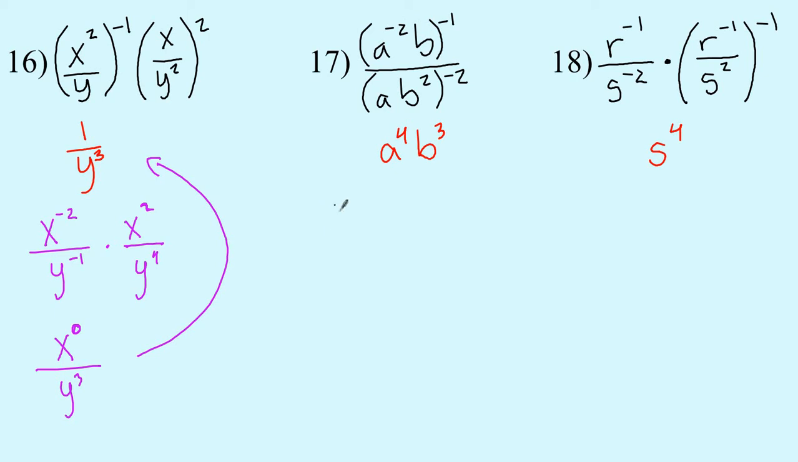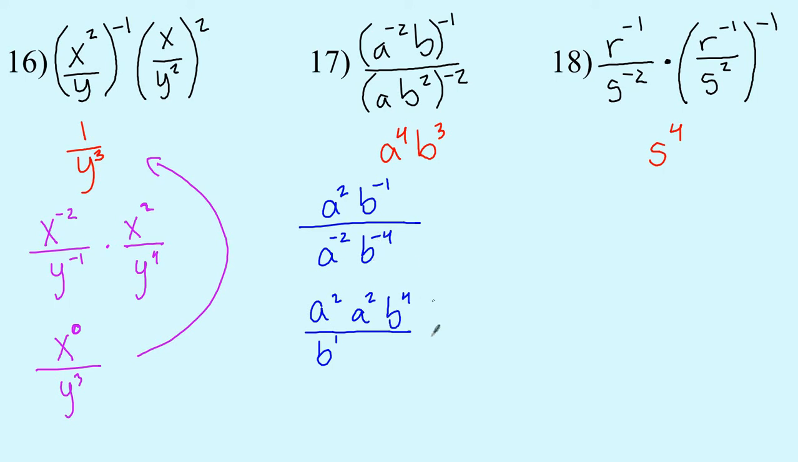I'm going to distribute that negative 1, so we get a squared, b to the negative 1. Distribute the negative 2, a to the negative 2, b to the negative 4. Move anything with a negative exponent. So b to the negative 1 goes to the bottom, a squared goes on top, and b to the 4th goes on top. All right, so then we get a to the 4th, b to the 4th over b to the 1st. When we have them in a fraction form, we subtract. So 4 minus 1 is 3. Yay!